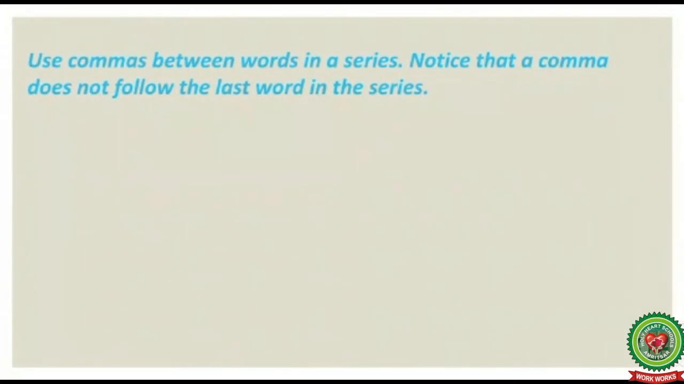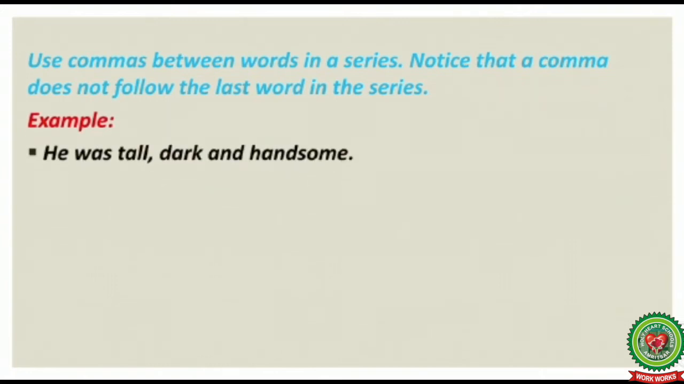Use commas between words in a series. Notice that a comma does not follow the last word in the series. Example: he was tall, dark and handsome. Children, here we are talking about one person's traits, that he is tall, dark and he is handsome. So we have used comma to separate tall and dark.